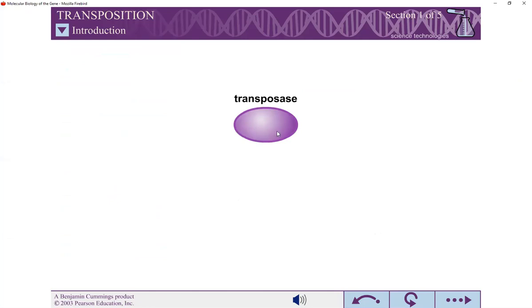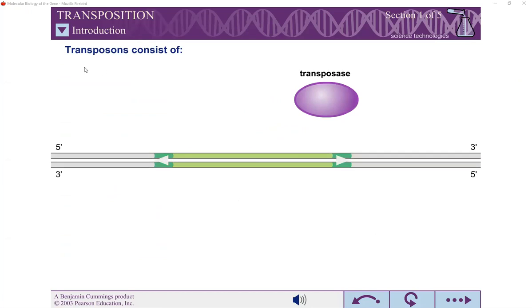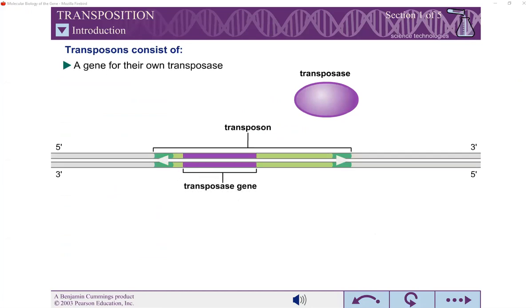The recombinases responsible for transposition are usually called transposases. Transposons carry a gene encoding their own transposase. Transposons may carry a few additional genes as well. For example, many bacterial transposons carry genes for antibiotic resistance. Okay, so this is a type of transposon which is referred to as a simple transposon. Simple transposons are the ones that contain the gene for themselves only.